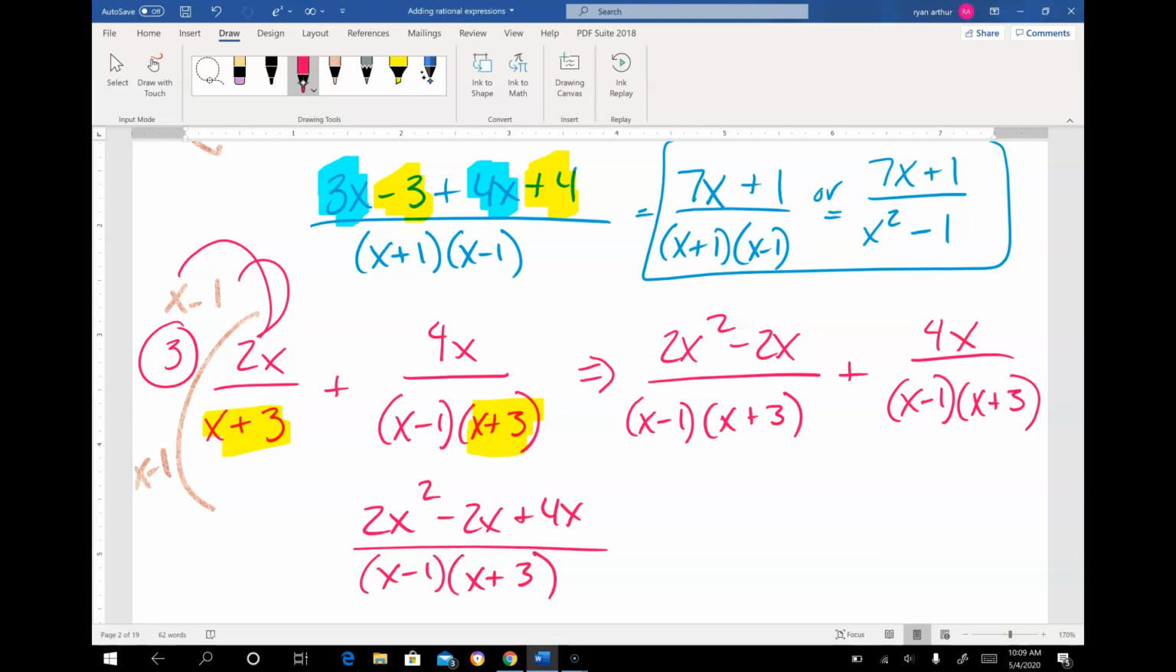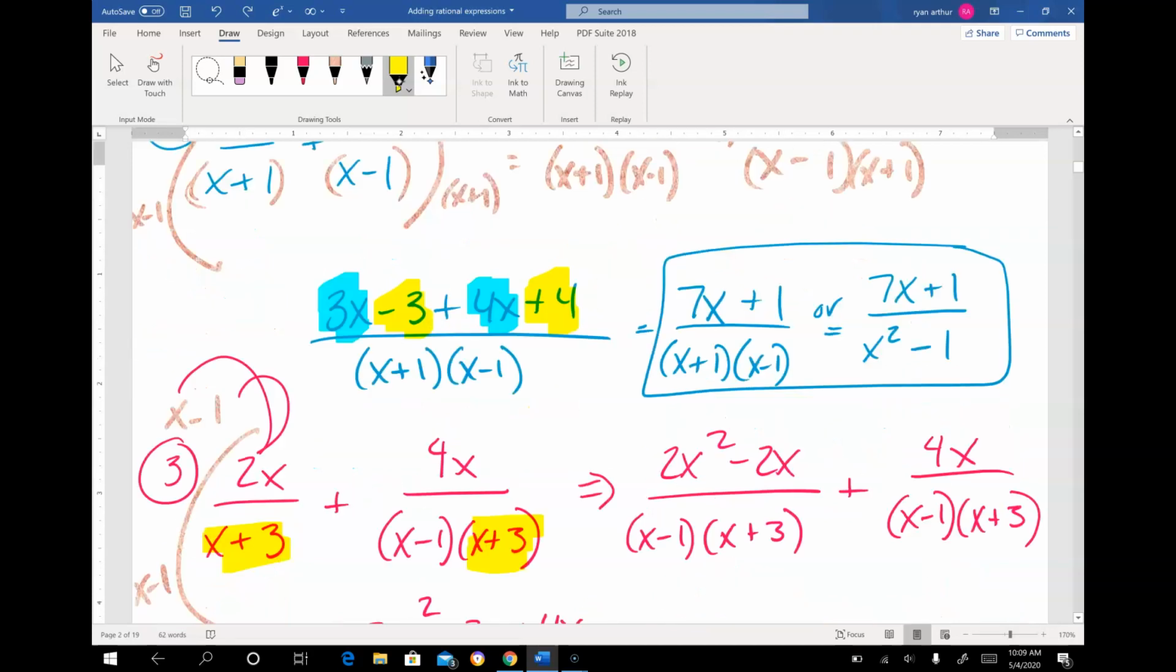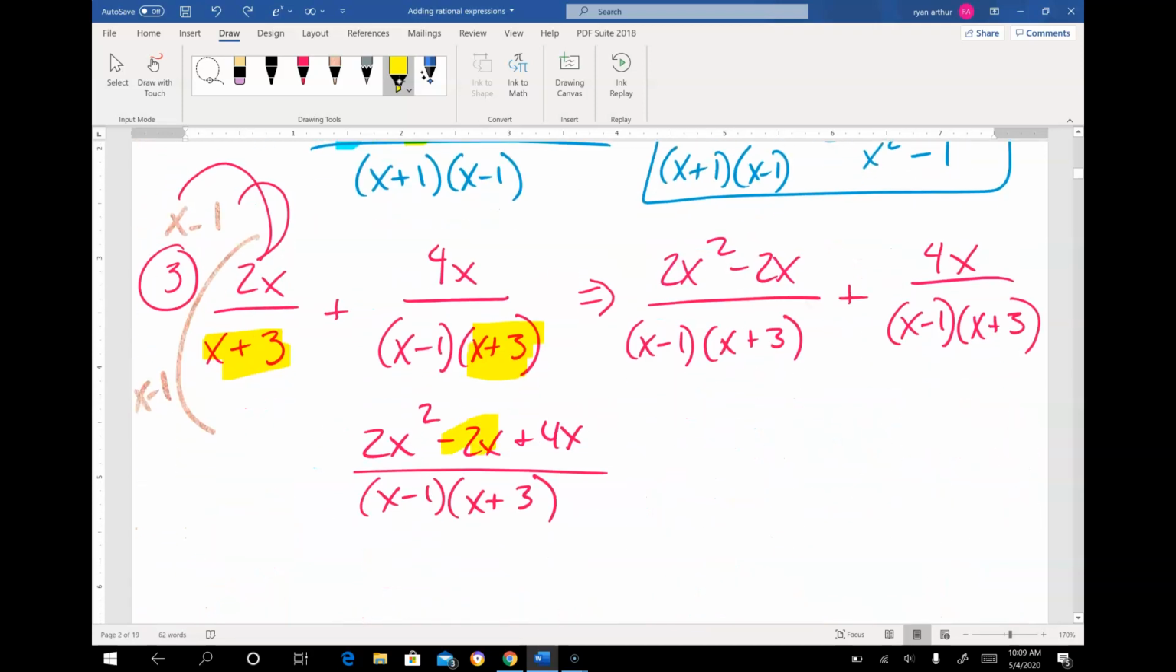Okay? Now, I can clean it up. I got a negative 2x and a positive 4x. So I have 2x squared plus 2x all over x minus 1, x plus 3. Now, up top, you can pull out because you want to make sure it's in lowest form. So what if something else can cancel out again? So the top, you can pull out a 2x.